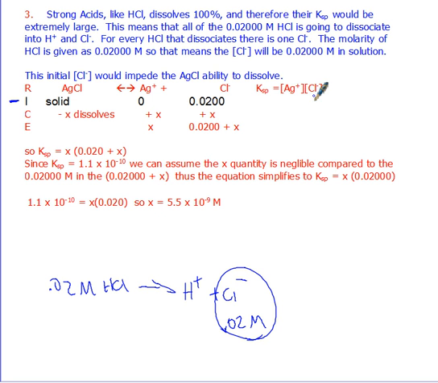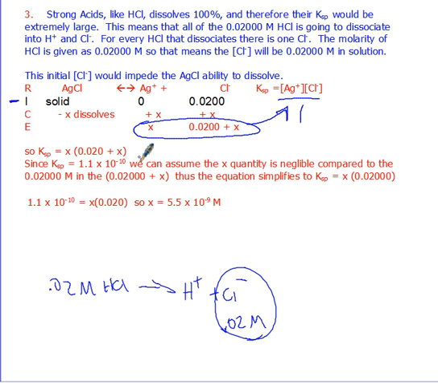The basic Ksp expression isn't too drastically different. It's silver times chlorine divided by 1. But then we'd have to plug in these equilibrium values into those two positions, and we end up with x times 0.020 plus x. We have to solve for x. And there are very different approaches for solving for x. There's actually 3 different approaches.